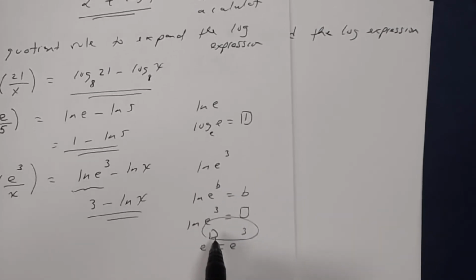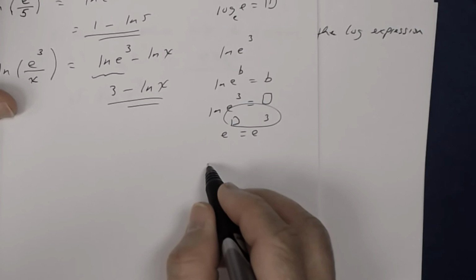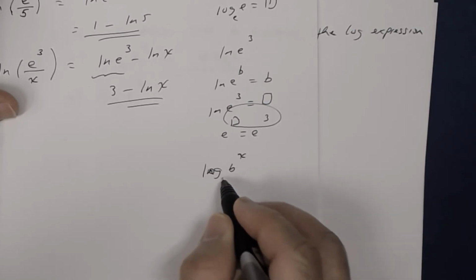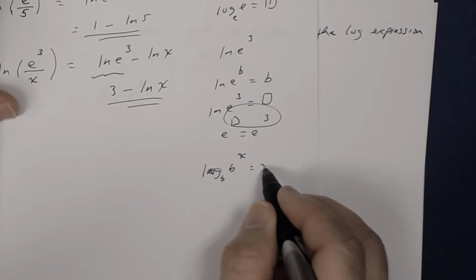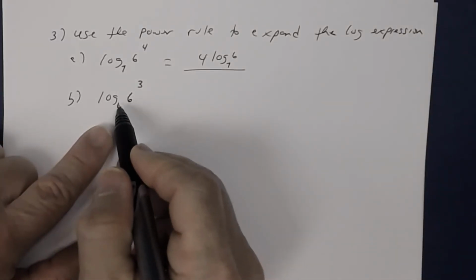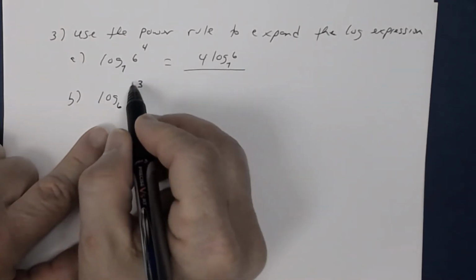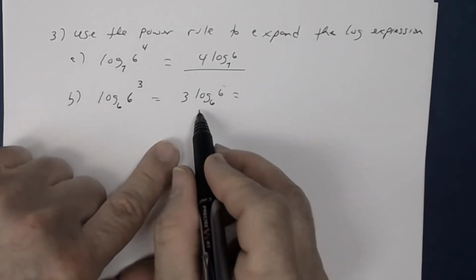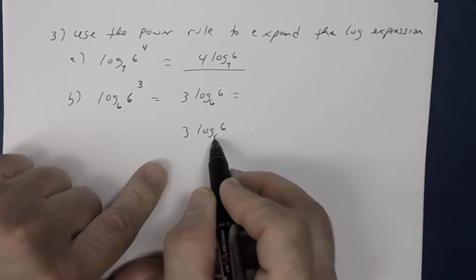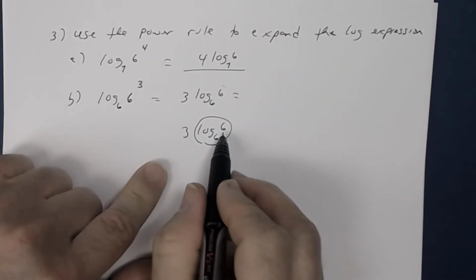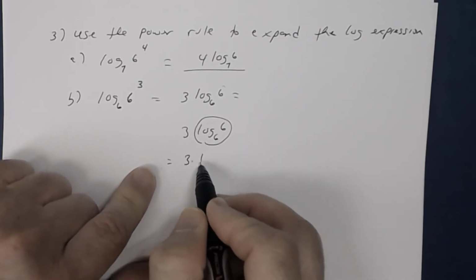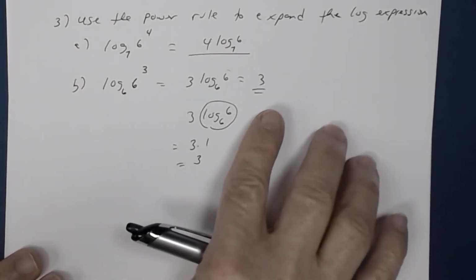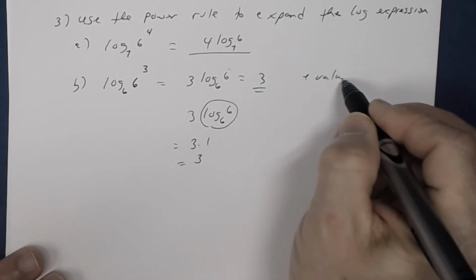Remember there was a property we talked about before that said the log of b to the x power base b. If these bases were the same, it's just the exponent, right? Same thing here. See how these bases are the same? So you notice it's going to be 3, but let's go ahead and use the power rule. That says I can write this as 3 times the log of 6 base 6. What is the log of 6 base 6? 6 to what power is 6? That's 1. So that becomes 3 times 1, which is 3. All right, so whenever possible, you need to evaluate.